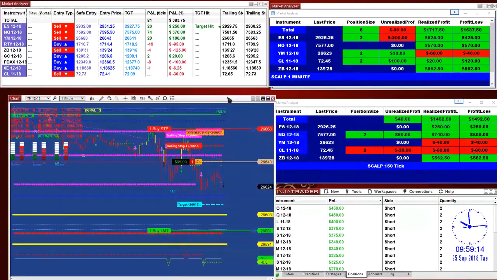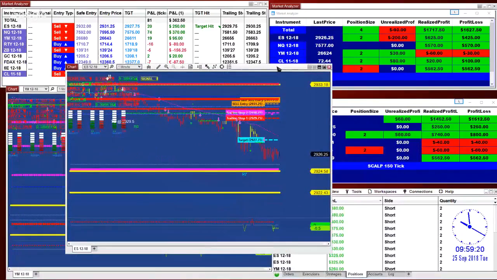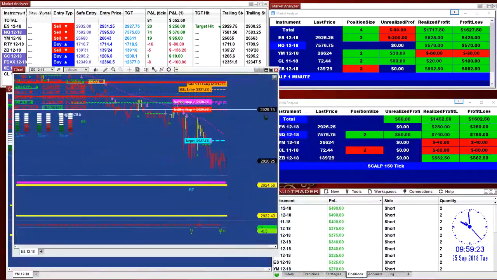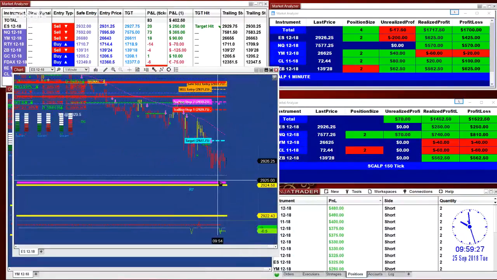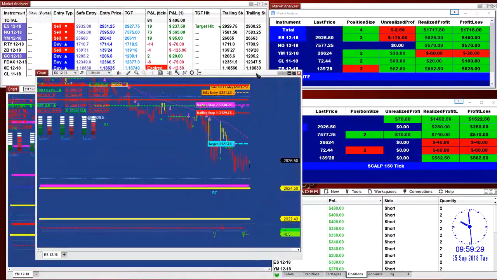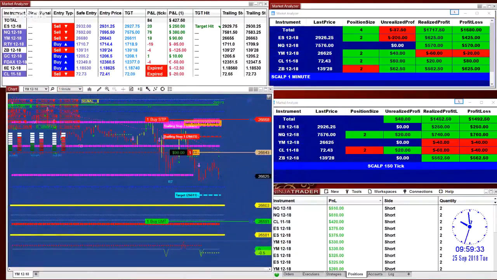This is a YM. I'm lost. Where is the ES? Okay, here is the ES. I'm sorry, guys, I'm a little bit lost with it. The ES target is 25.25, and 25 even. So be careful with the short trade on the ES right now.